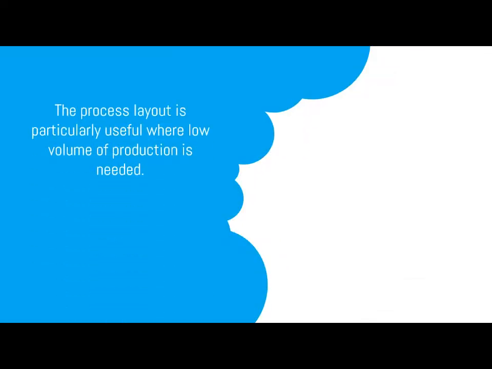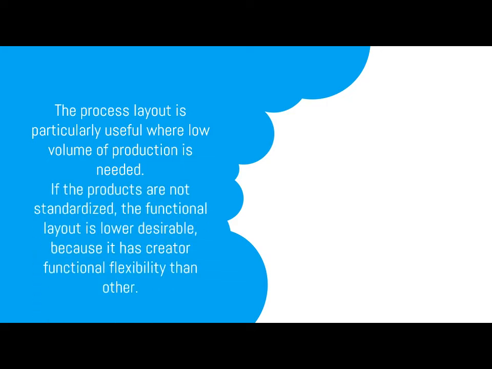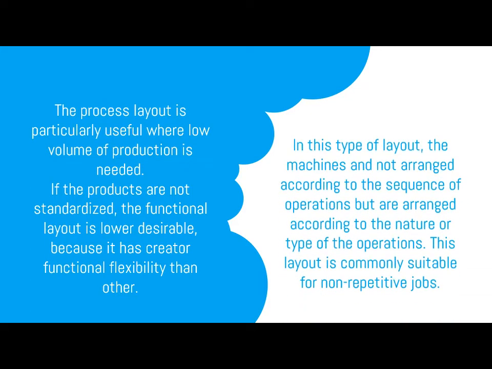The process layout is particularly useful where low volume of production is needed. If the products are not standardized, the functional layout is highly desirable because it has greater flexibility than others. In this type of layout, the machines are not arranged according to the sequence of operations, but according to the nature or type of operations. This layout is commonly suitable for non-repetitive jobs.